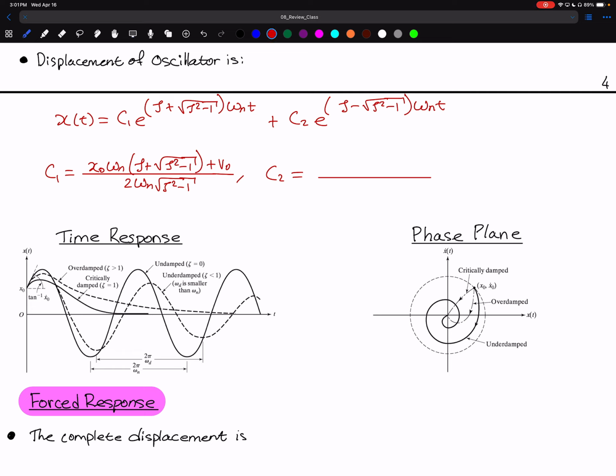All right, anyway, for C2, we're going to get minus x0 times omega n times the quantity zeta minus the square root of zeta squared minus 1, plus v0 divided by 2 omega n times the square root of zeta squared minus 1.